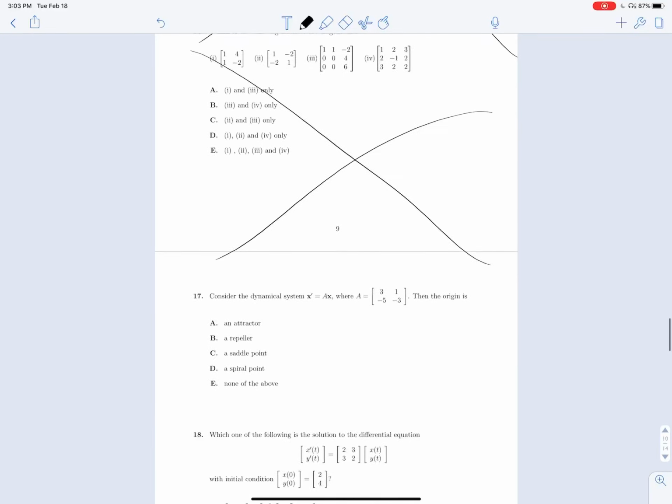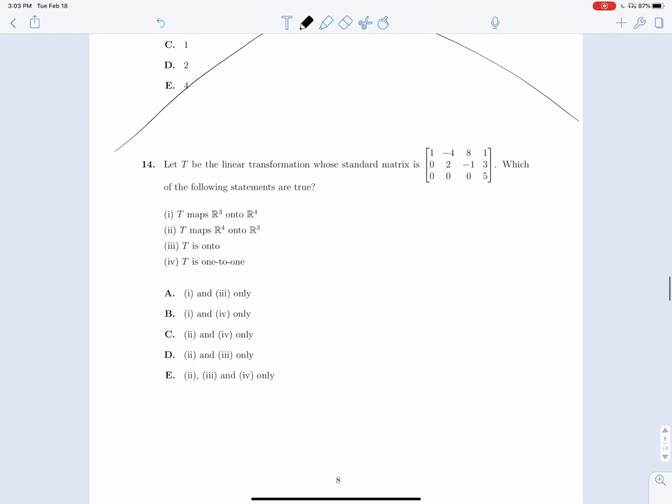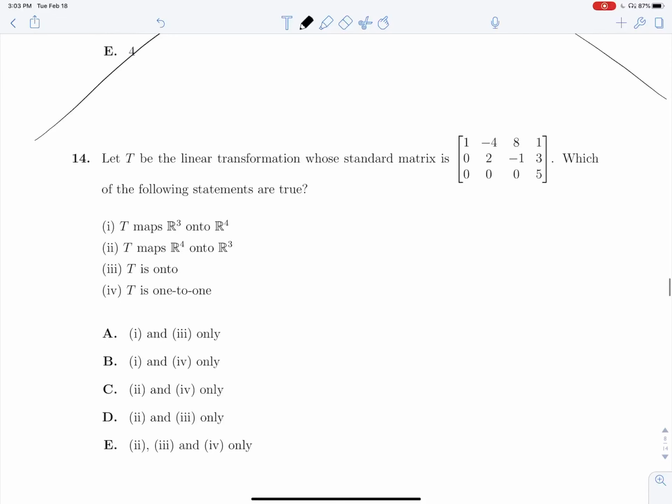And I think finally, we're going to take a look at 14. We have a linear transformation whose standard matrix is given there, and we are given some things to think about. So first off, we know that this matrix is taking in 4D space and spitting out vectors in 3D space. So there's no way that this can be R3 onto R4. If anything, it's R4 onto R3.